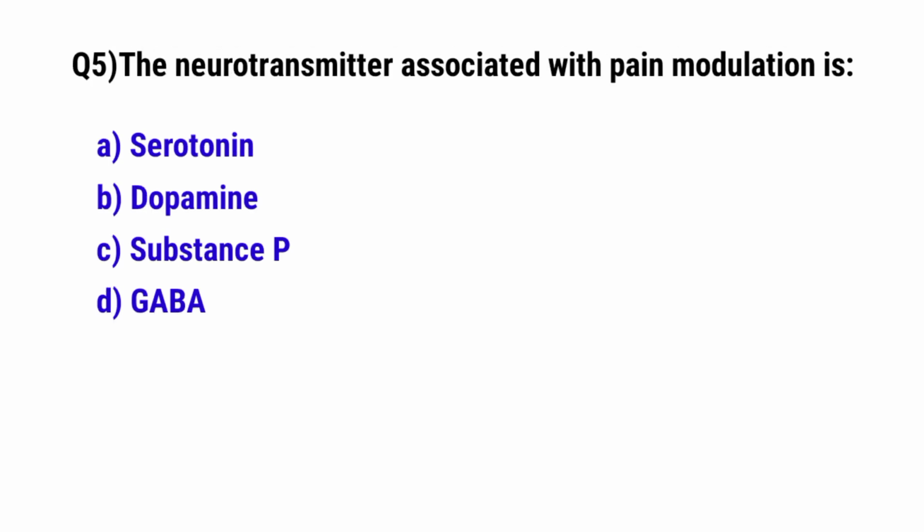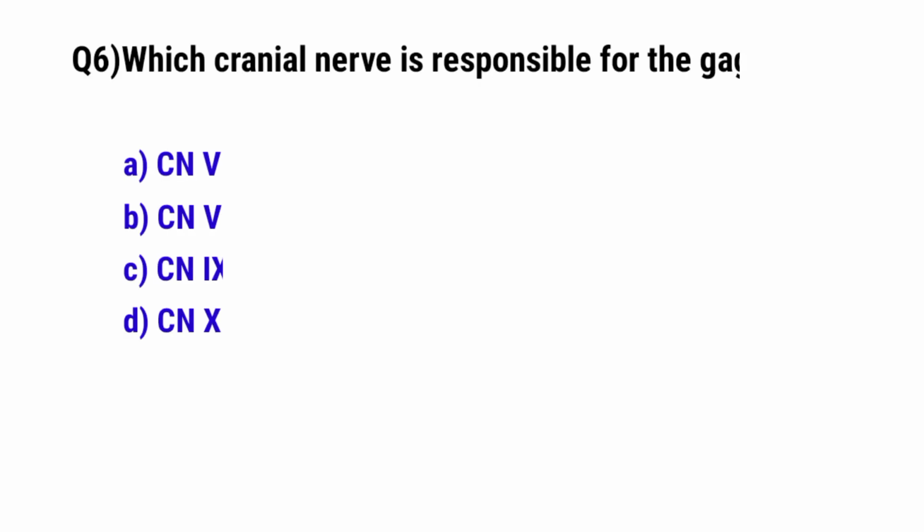Question number 5. Which neurotransmitter is associated with pain modulation? The correct option is C. Substance P. Question number 6. Which cranial nerve is responsible for the gag reflex? The correct option is D. Cranial nerve 10.